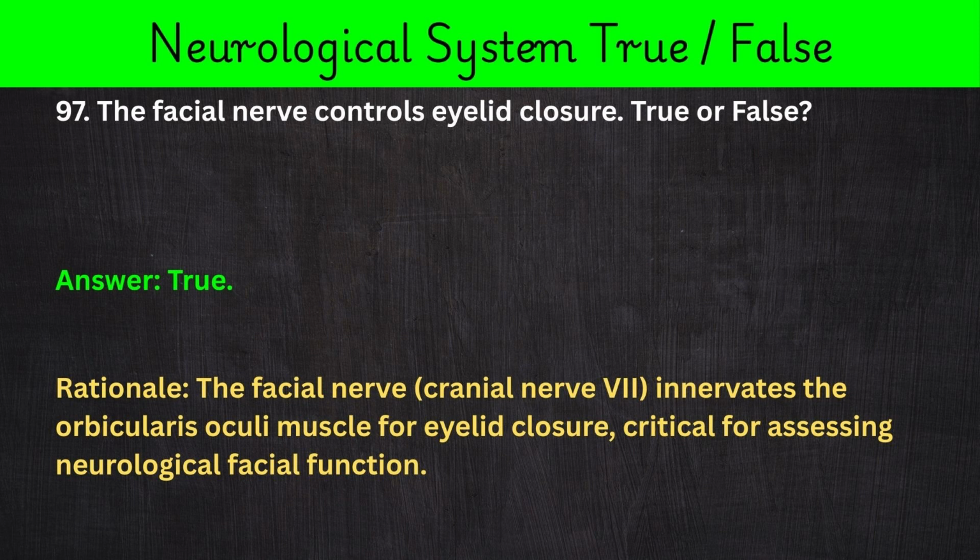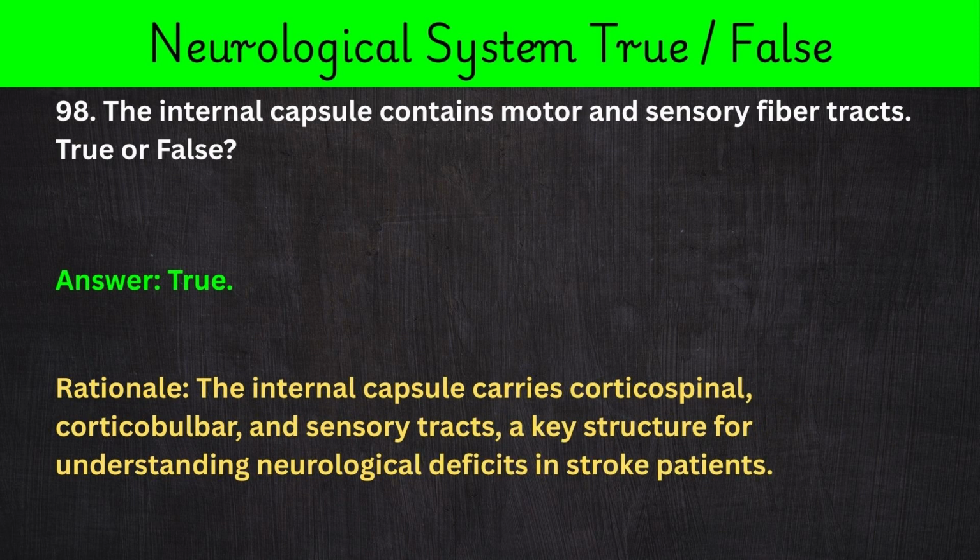Rationale: the facial nerve, cranial nerve 7, innervates the orbicularis oculi muscle for eyelid closure, critical for assessing neurological facial function. 98. The internal capsule contains motor and sensory fiber tracts. True or false? Answer: true.